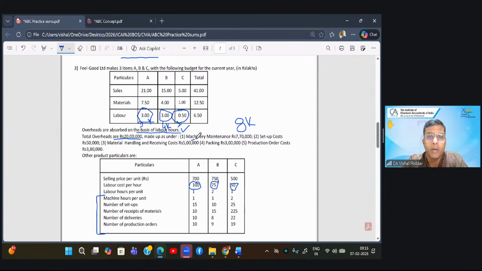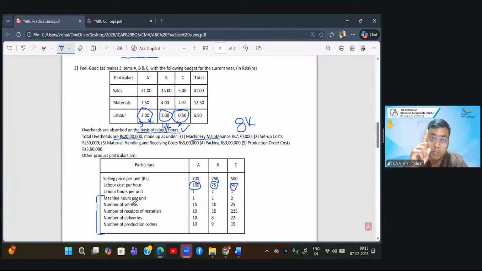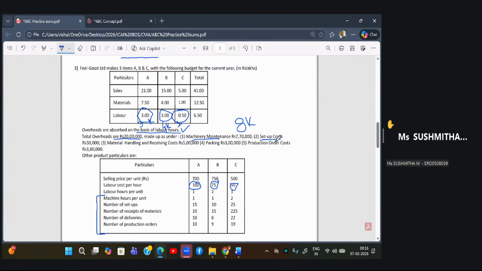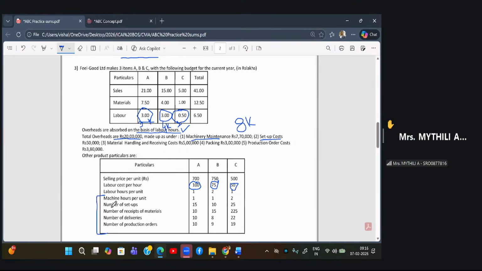See the name of the activity. What is the name of the activity? Machine maintenance. Now out of this, which do you feel is the more appropriate basis? Machine hours. Super. Not per unit, we'll require total, but machine hours is what we will take. So for this, machine hours is taken. Then for setup activity, which one? Number of setups.